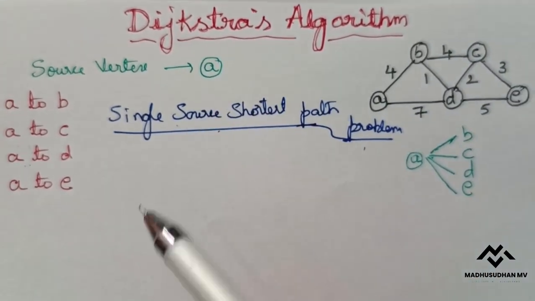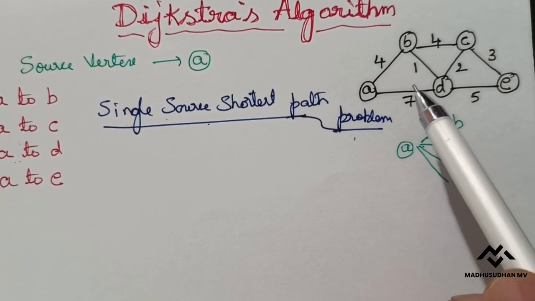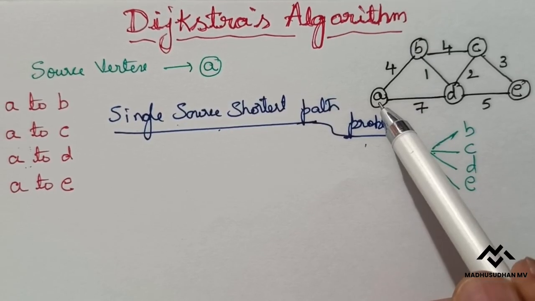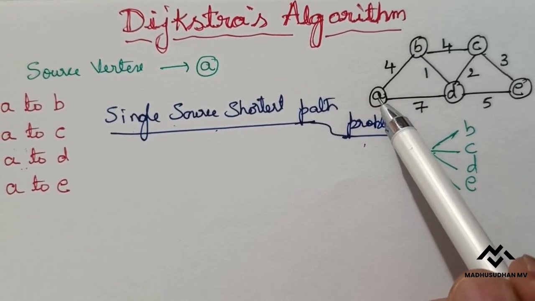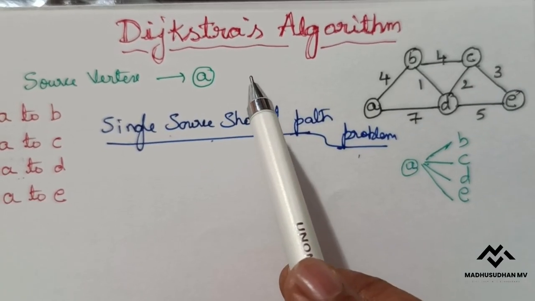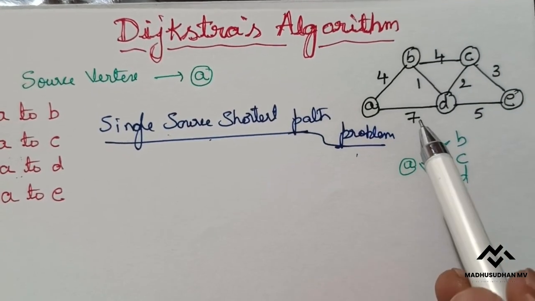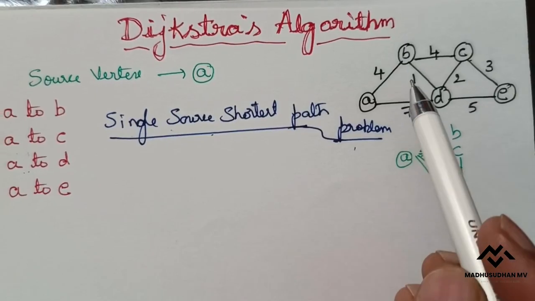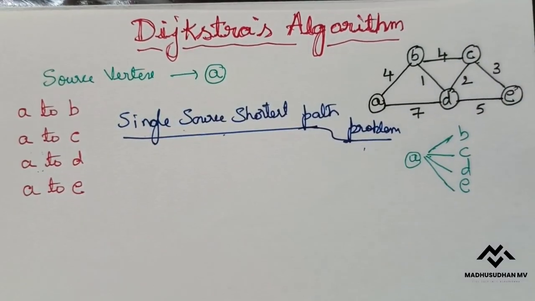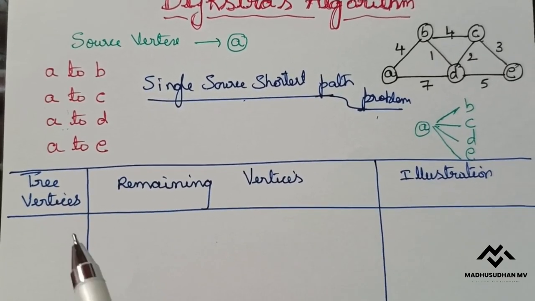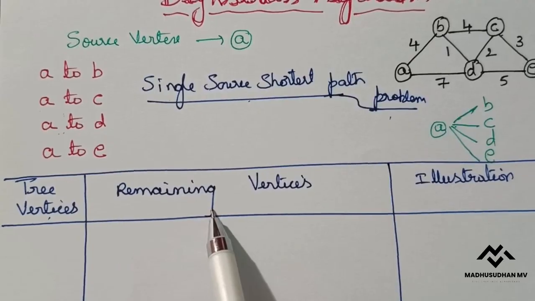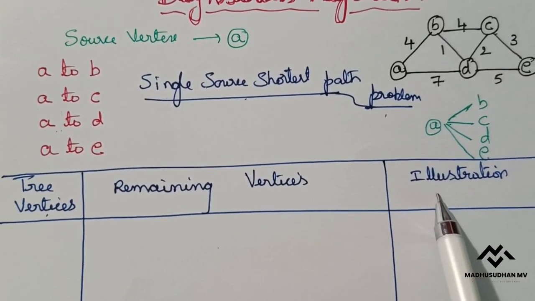Let us solve this problem for this graph, assuming A as the source vertex. We can choose any vertex as the source vertex, but here I am selecting A. Again, this Dijkstra's algorithm uses the greedy technique. Let us find the shortest path from vertex A to all of the remaining vertices. Again, I will use the table method. Tree vertices in the first column, remaining vertices in the second column, illustration as usual.